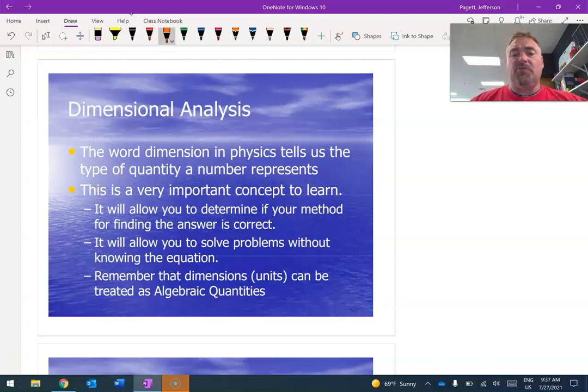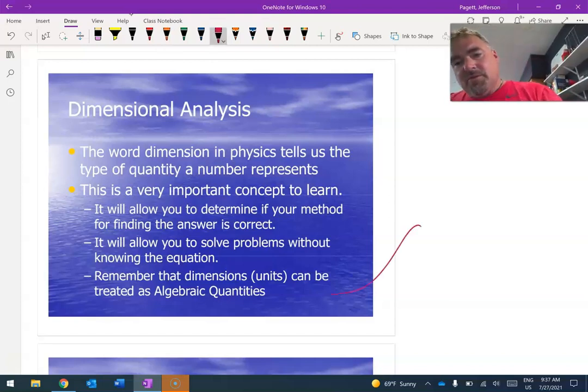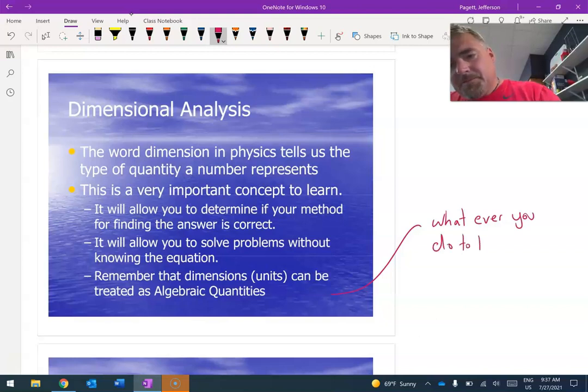It's going to allow you to determine if your method of finding the answer is correct. It's also going to allow you to solve problems without knowing the equation. And the dimensions, the units, can be treated as algebraic quantities. So whatever we do to the number, and I'm going to write this down because this is crucial, remember, whatever you do to the numbers, you do to the units.